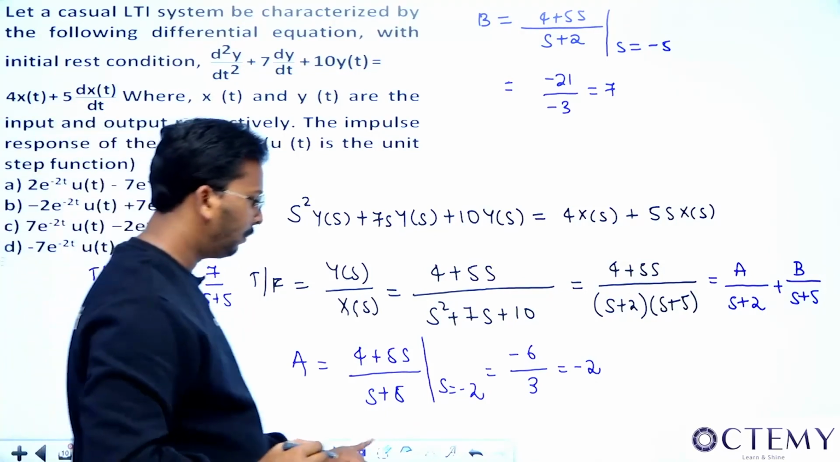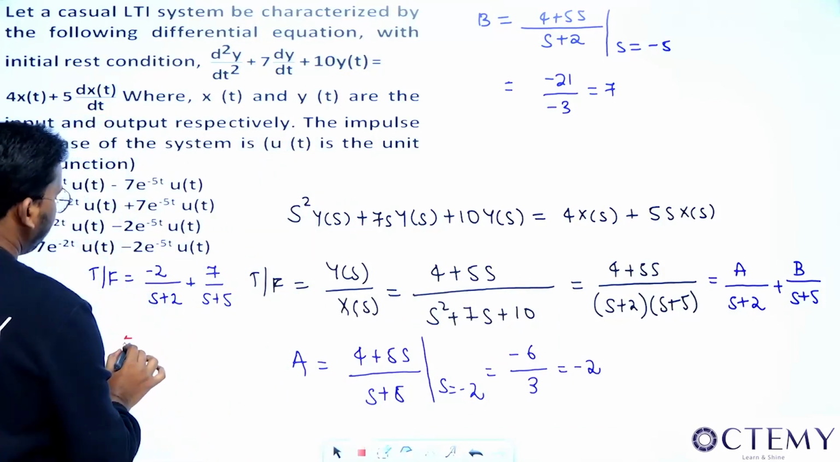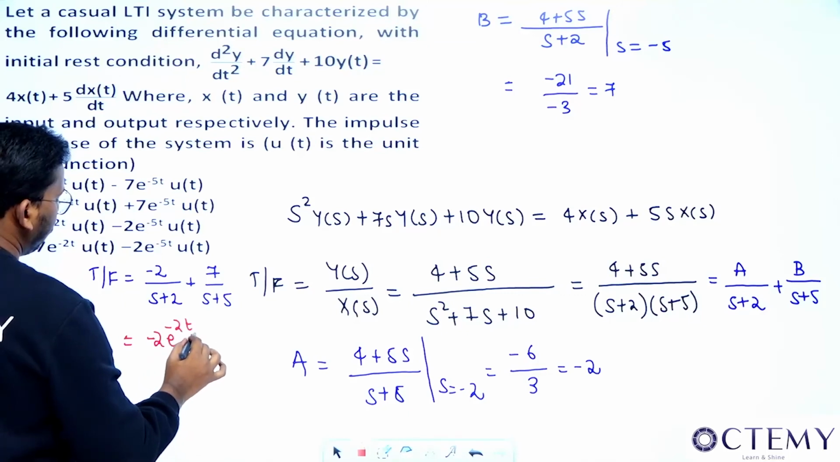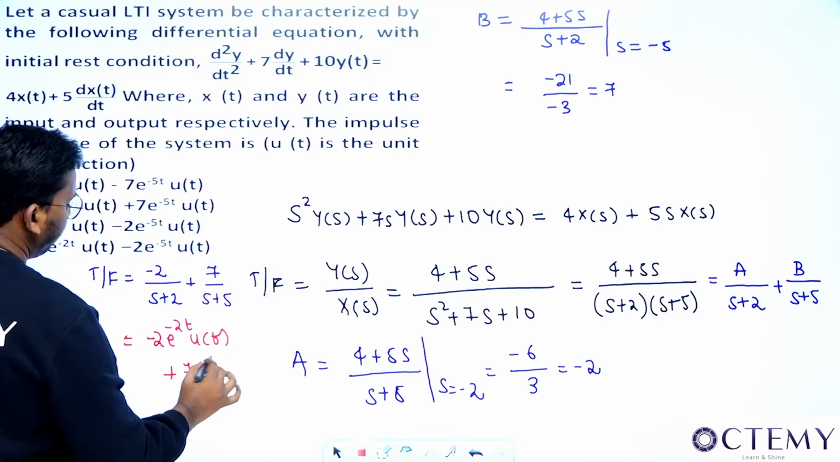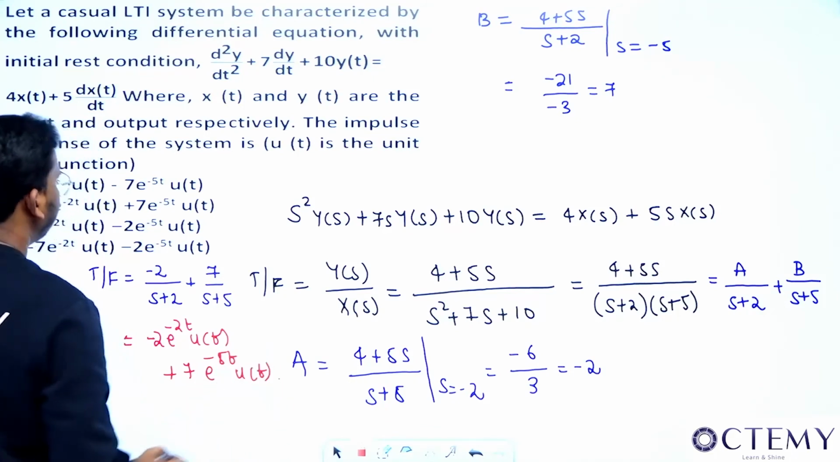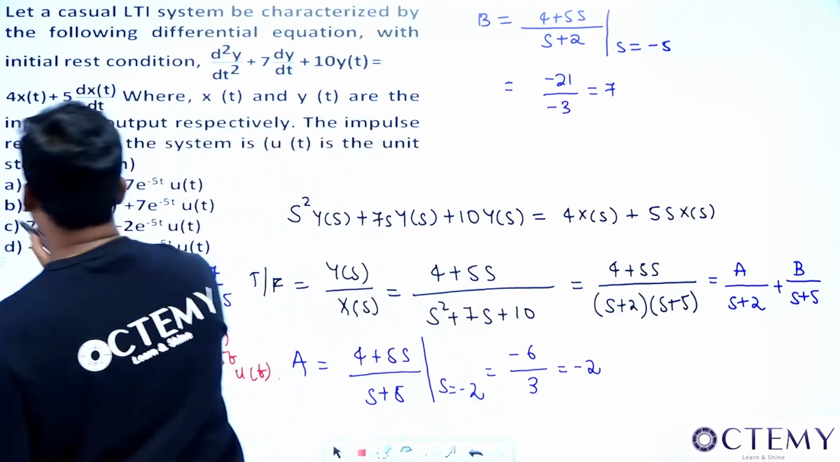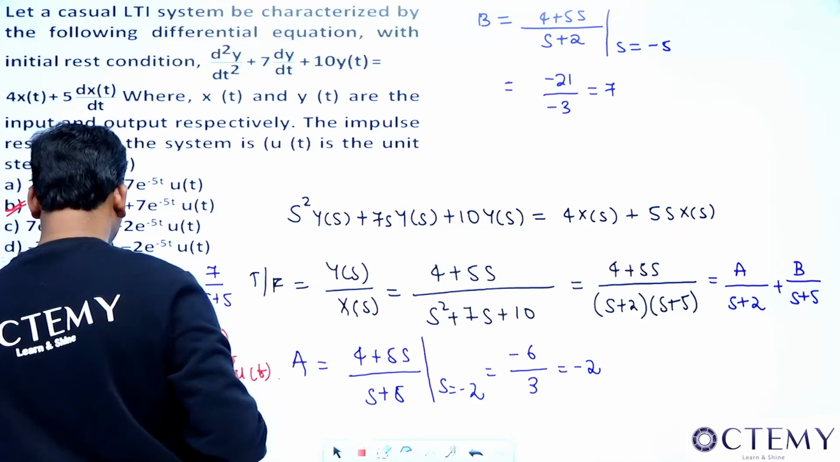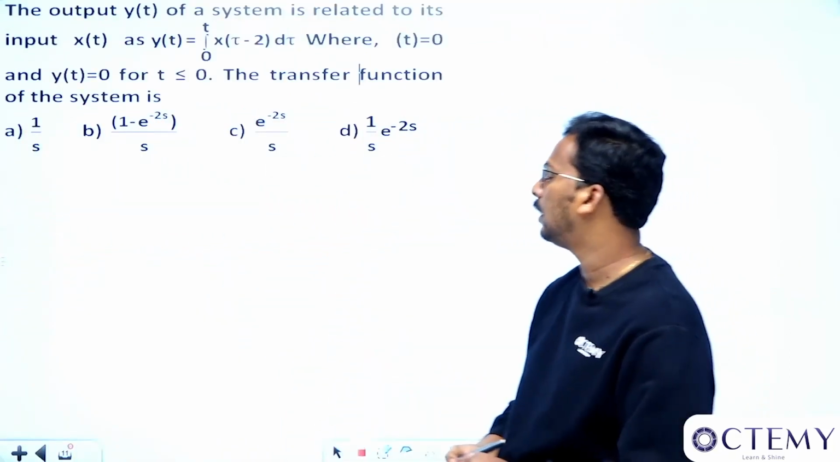Now we know that the impulse response is simply the inverse Laplace of the transfer function. So this will become minus 2 e^(-2t) u(t) plus 7 e^(-5t) u(t). This is the answer, sir. So minus 2e^(-2t) plus 7e^(-5t). Option B is right. Very good, sir. Let me look at the next question, the third question, the last question.